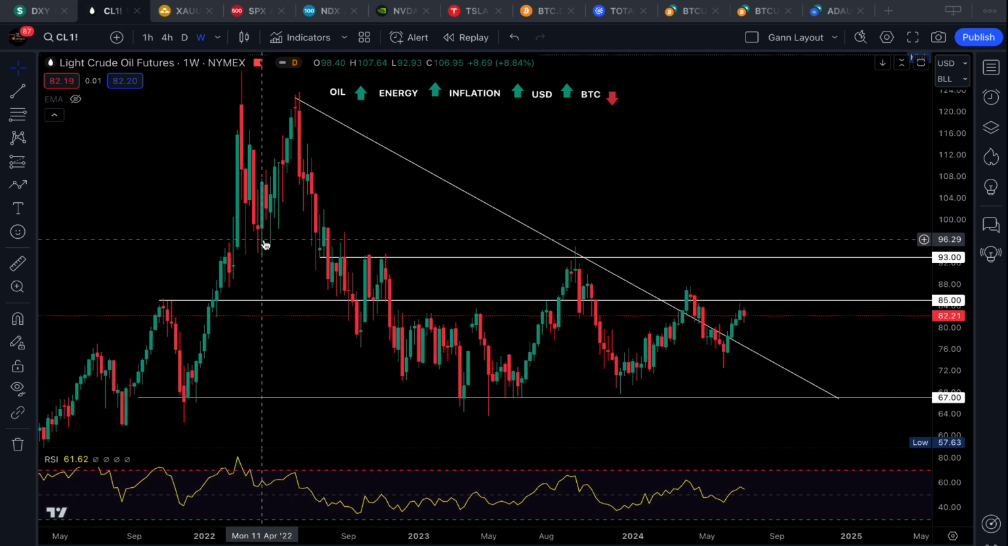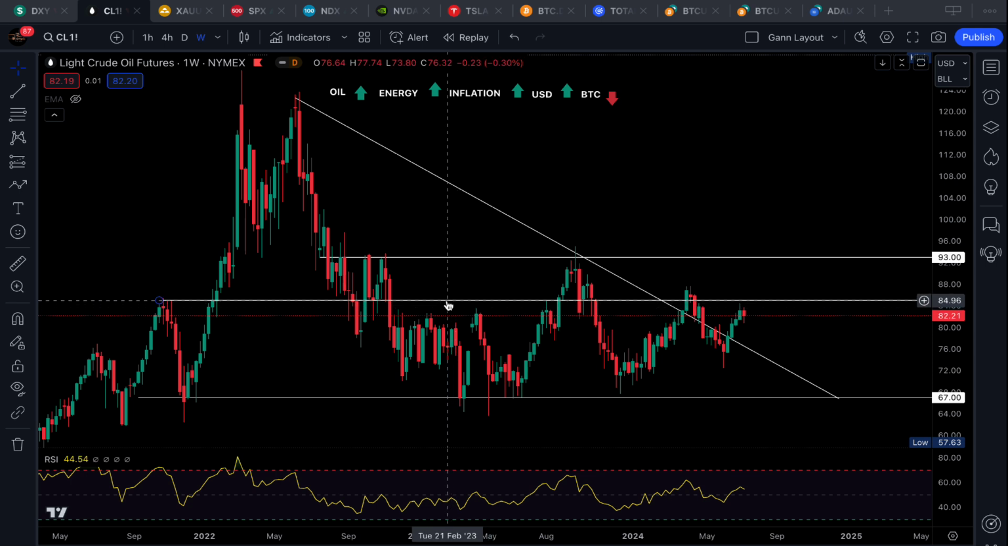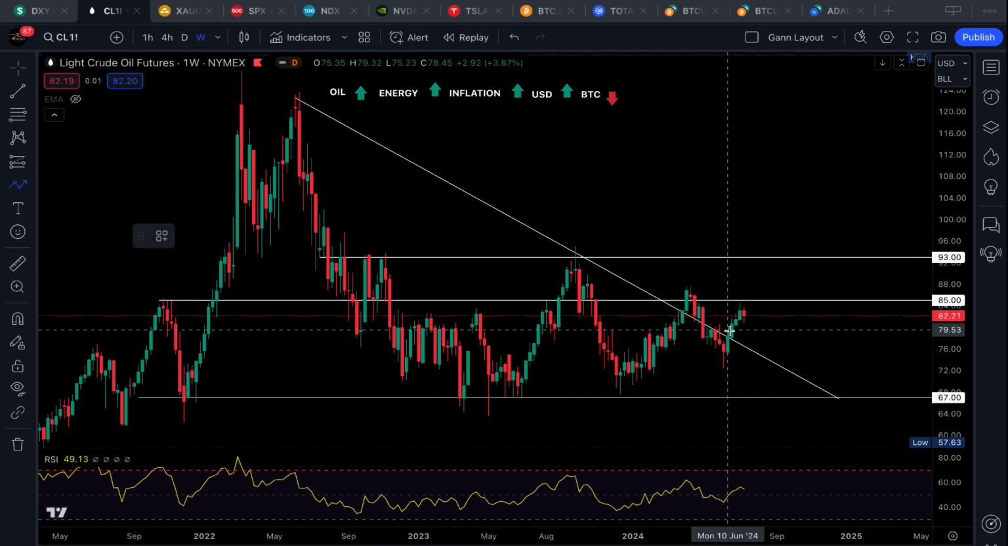Oil is also important because it determines the price of energy. The price of energy determines inflation, and inflation determines the yields on the dollar. So overall, we want to see oil going down. $85 a barrel is the key level to watch. I said so in the previous video as well. Until now, the oil wasn't able to cross above $85 a barrel. It's reasonable because if we are expecting a recession, during a recession, oil goes down.